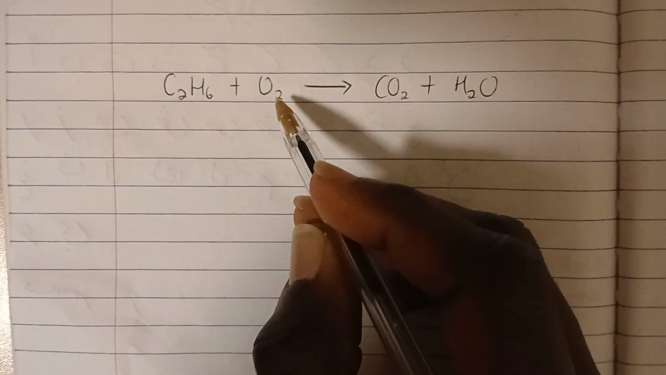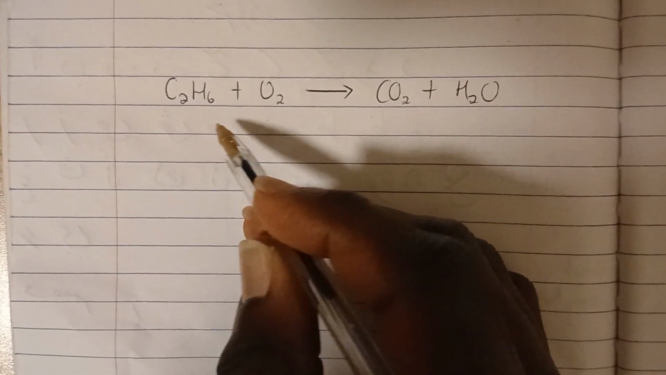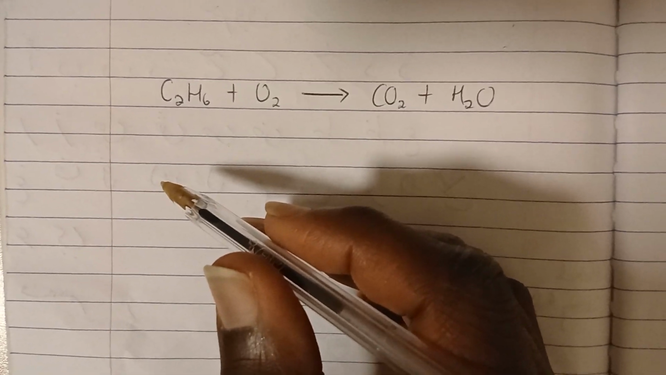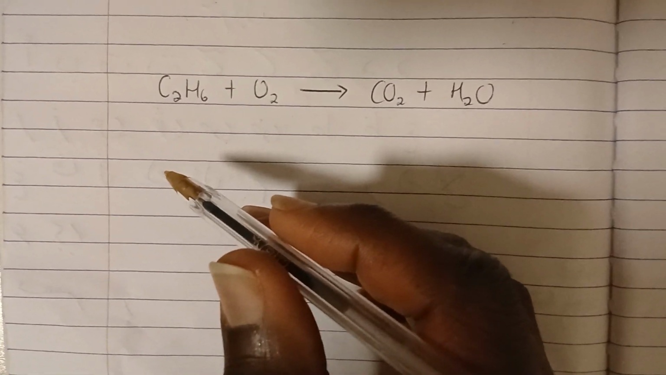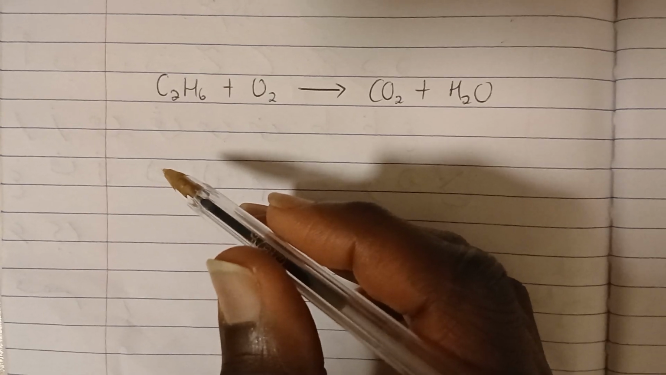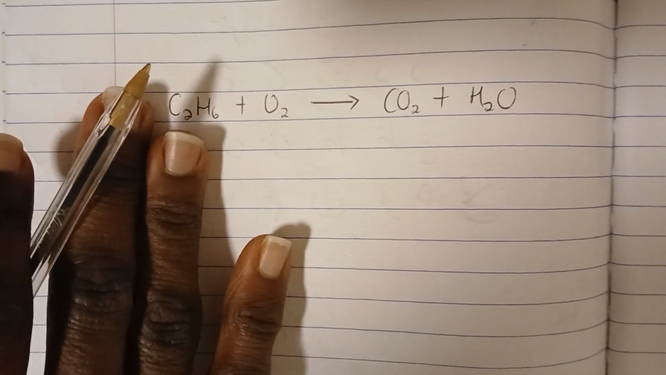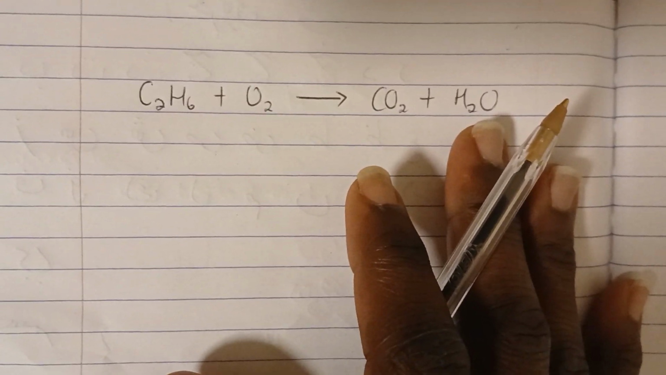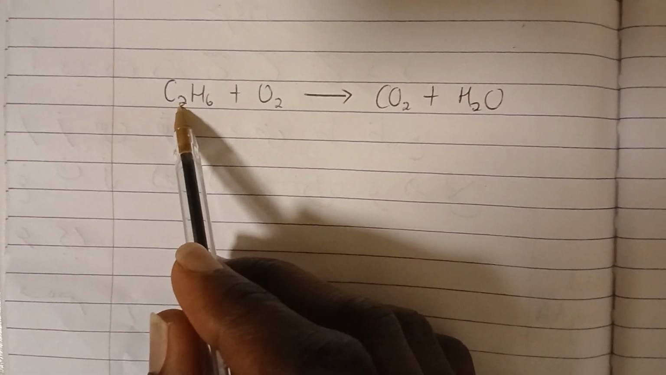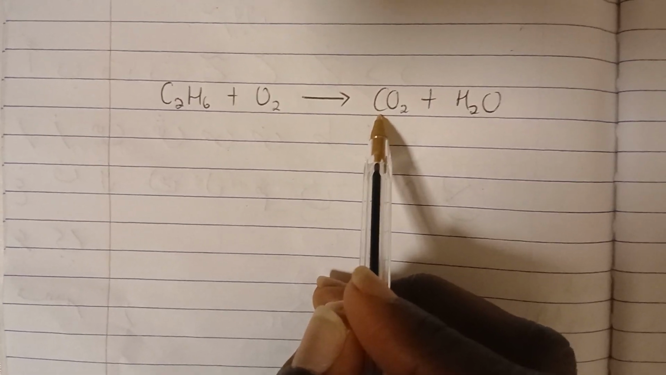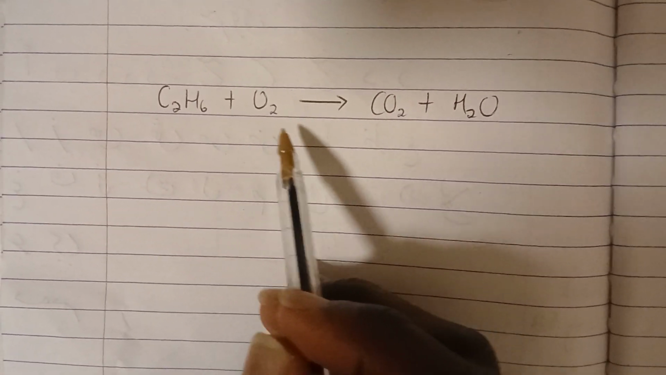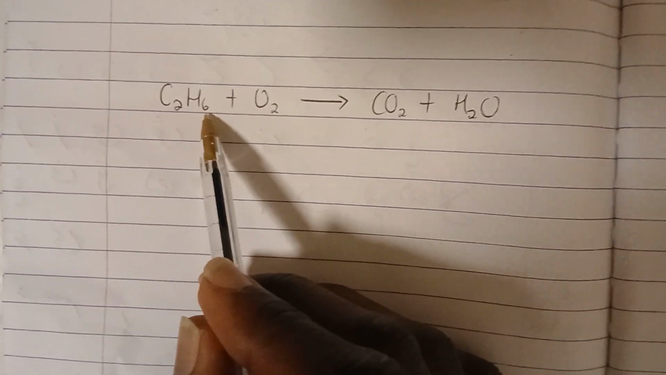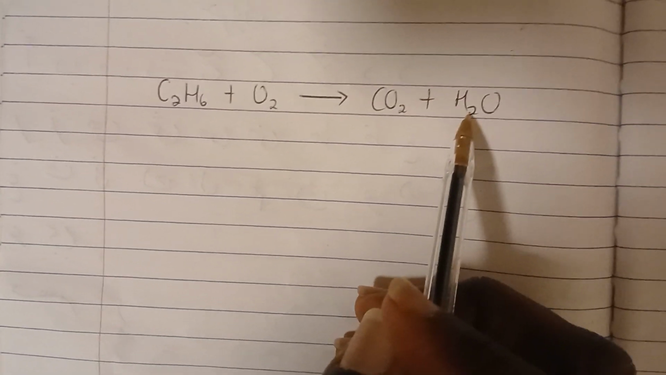This ethane is reacting with oxygen, but let's count the individual atoms in each of the reactant species. As explained in the previous video, you have to make sure that the number of atoms on the reactant side is equal to the number of atoms on the product side. There are 2 carbons here, but there's only 1 carbon here. We'll get back to that. There are 6 hydrogen atoms here, and there are only 2 hydrogen atoms there.